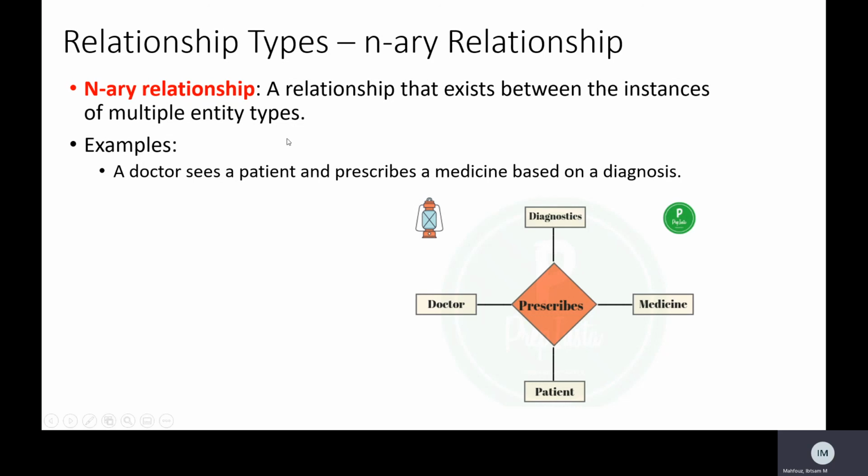If we think of you going to see a doctor, a doctor sees a patient, and they prescribe a medicine based on some diagnosis. So here you have many entities involved, and you would have a 4-way relationship between those 4 entities.